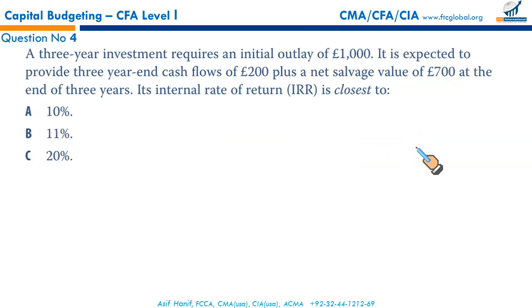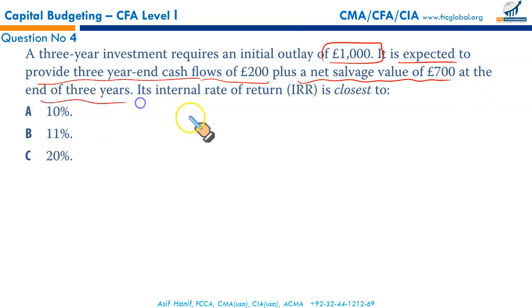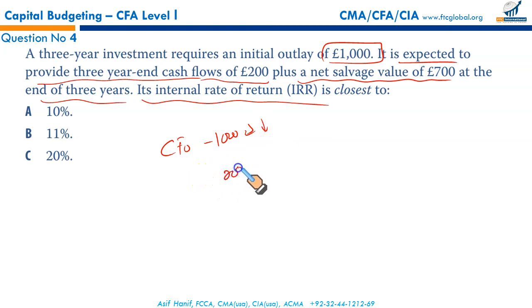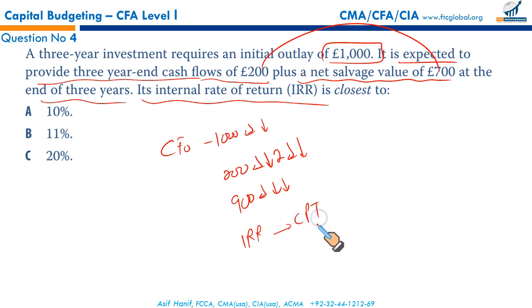Next, a 3-year investment requires an initial outlay of £1,000. It is expected to provide 3 years of year-end cash flows of 200 plus a net salvage value of 700 at the end of 3 years. Its internal rate of return is closest to. So your cash flow at year 0 is £1,000. Enter, down arrow key. Next, 200, enter, down arrow key. Since there are 3 such cash flows of 200, I would recommend writing frequency 2, and the third year 200 must be added with this 700 disposal proceeds, giving you a total of 900 at the end of year 3. So once you enter all these, press IRR, press CPT, and you will get your answer.